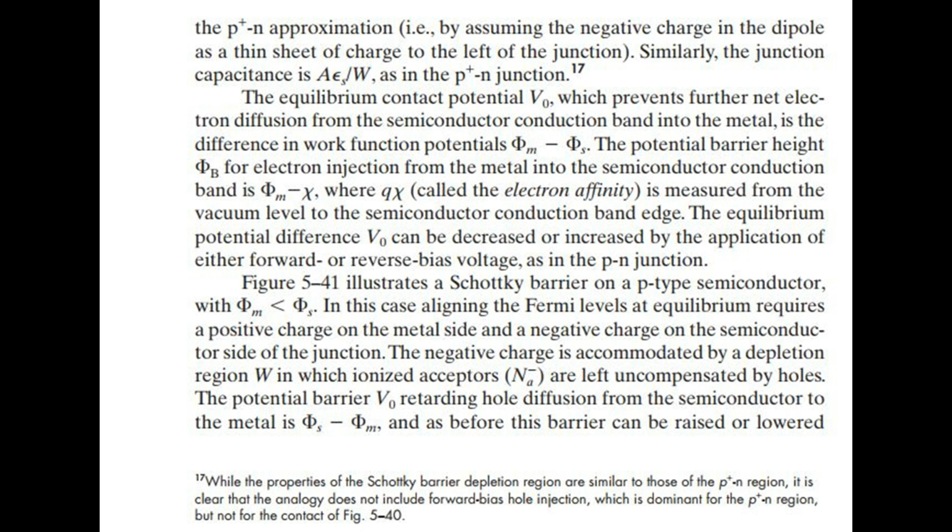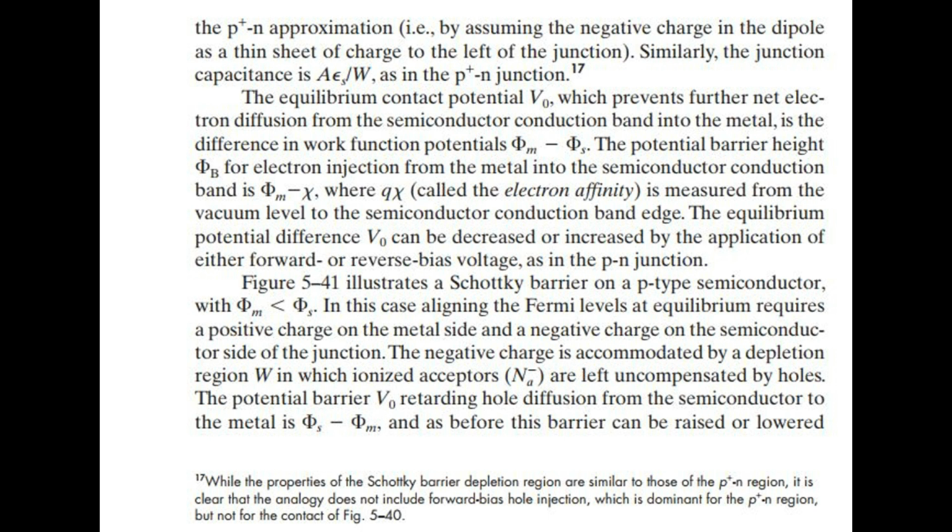The equilibrium contact potential V0, which prevents further net electron diffusion from the semiconductor conduction band into the metal, is the difference in work function potentials, Φm − Φs. The potential barrier height ΦB for electron injection from the metal into the semiconductor conduction band is Φm − χ, where χ, called the electron affinity, is measured from the vacuum level to the semiconductor conduction band edge. The equilibrium potential difference V0 can be decreased or increased by the application of either forward or reverse bias voltage, as in the p-n junction.